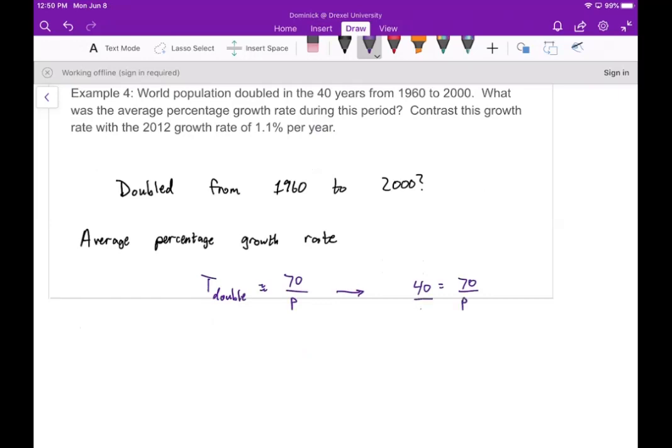Now, if you think of 40 as 40 over 1, and you cross multiply, you'll find that 40p is equal to 70. So p is roughly equal to 70 over 40, which would give you that p is 1.75, right? So you have that your growth rate is 1.75%, right? So it's close, but not quite the 1.1% that we were given, I should say.